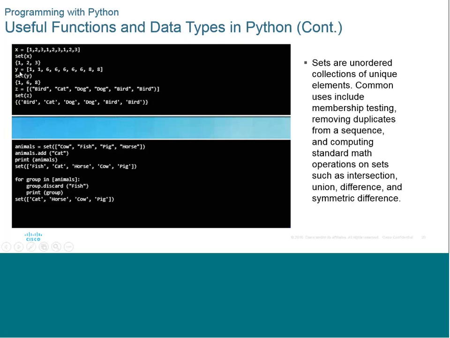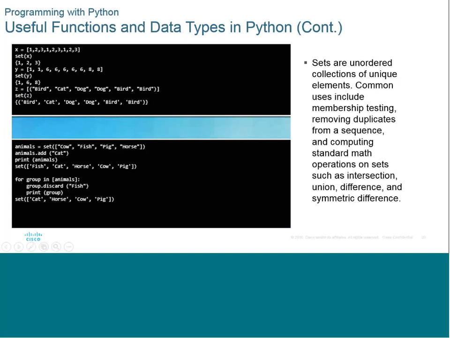So we have also another variable Y, 1, 1, 6, 6, 6, 6, and then add. But what is the set of Y? Set of Y is 1, 6, and add. Only this one. So Z is equal to bird, cat, dog, dog, bird, bird. But set of Z is bird, cat, dog.